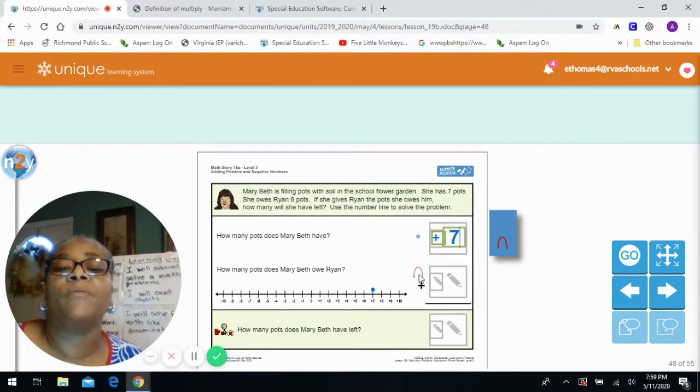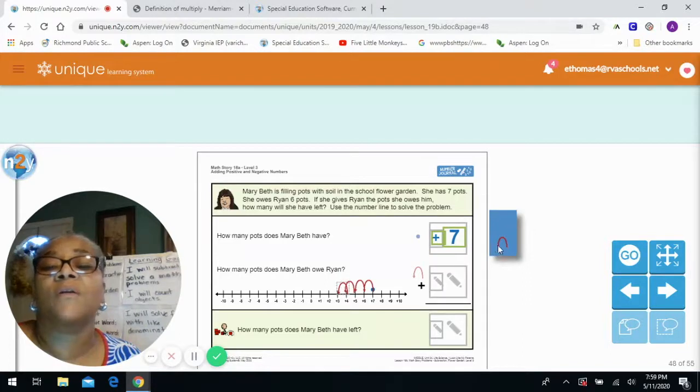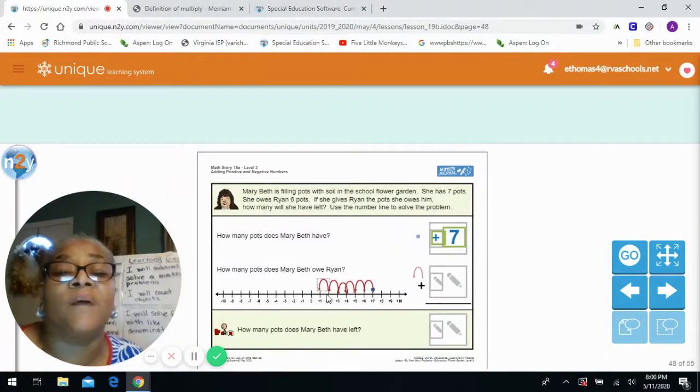Oh, okay, remember, she's not gaining, she's owing. So she owes Ryan 6 pots. So here we go. We're going to use this right here, and it's going to be 1, 2, 3. Just take it over and drag it. 4, 5, 6. Okay, so where do we end up? We end up at where? Positive. So let's put that in there.